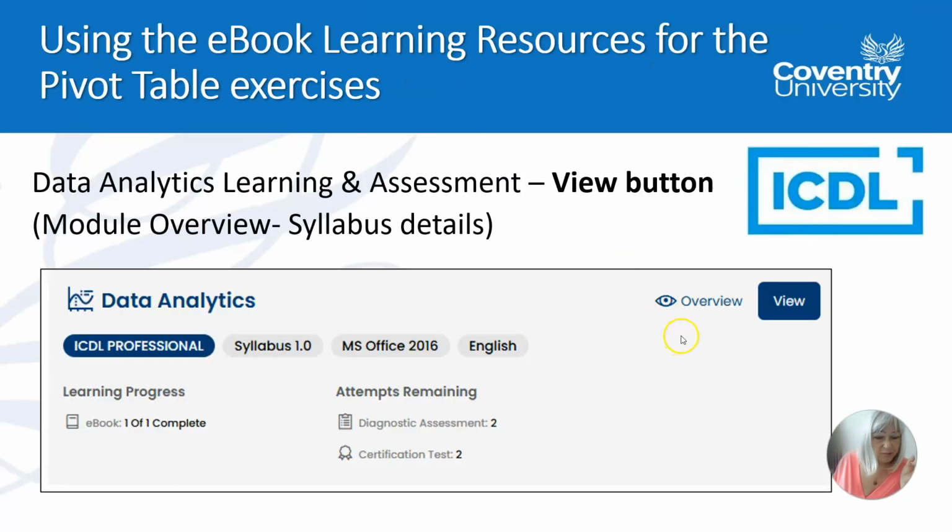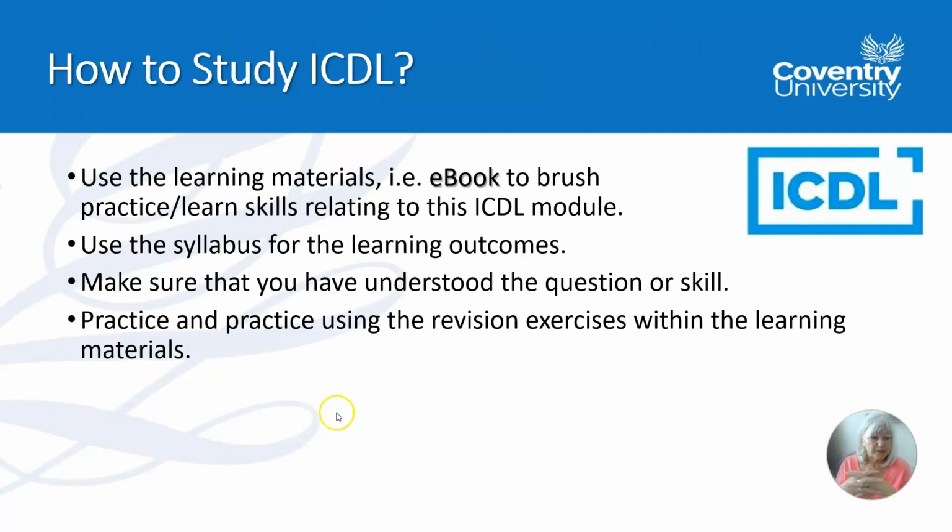So you know your learning outcomes, you know how to get to your eBook learning resources, and today we're going to concentrate, remember, on pivot tables, but I mean all the resources as you work through the eBook as you need to. So how do we study ICDL then? You've got your learning materials through your eBook, you're going to practice or learn skills relating to the ICDL module, the data analytics. You're going to use the syllabus to look at your learning outcomes, and what you could do as an exercise, you could actually tick off some of the things that you feel quite confident about, and that way you can tailor the learning materials to meet your needs.